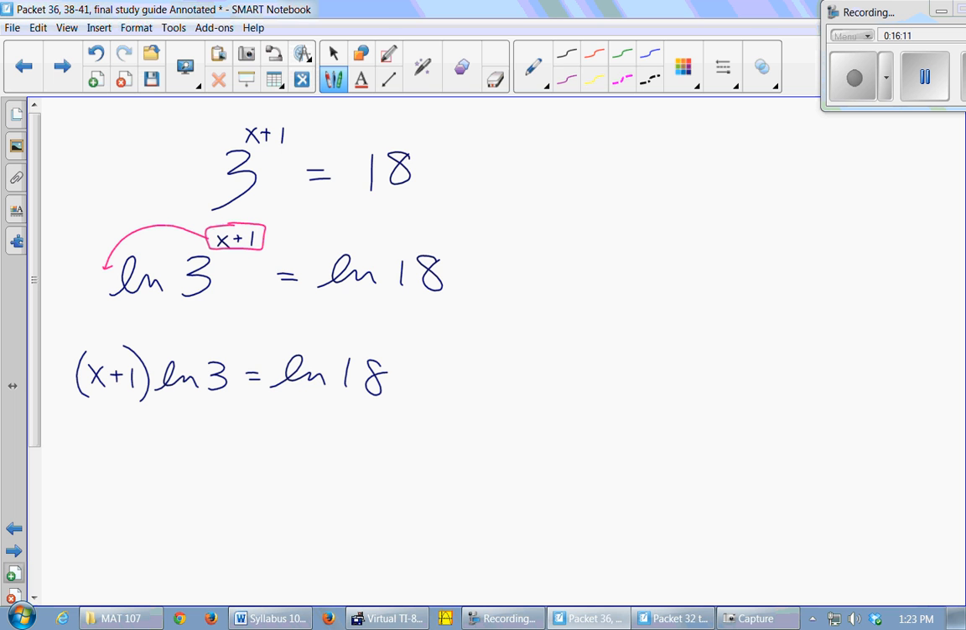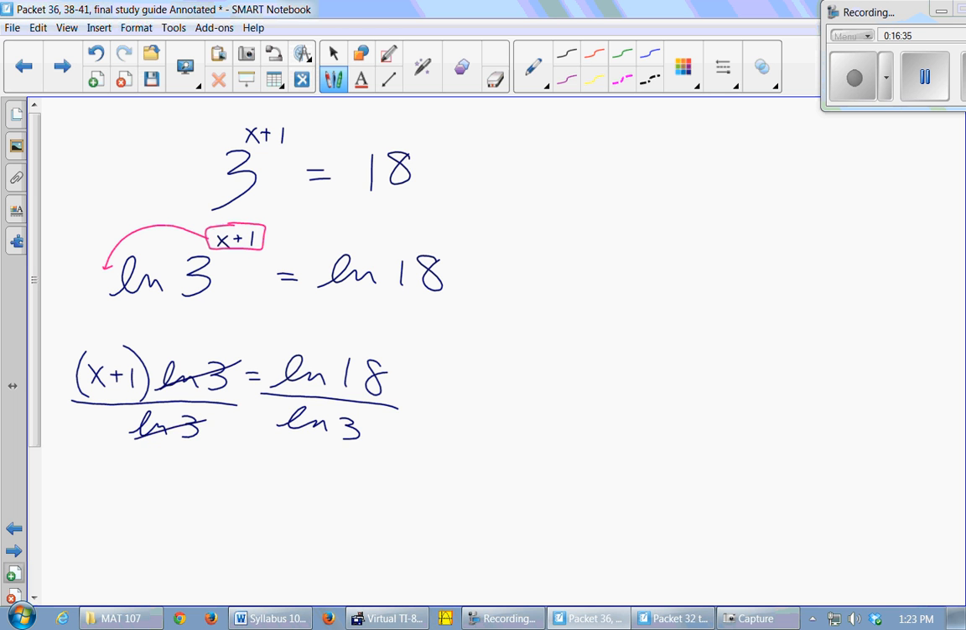And if you just keep saying to yourself, ln of 3, that's just a number, right? This looks messy, but that's just a number. And the ln of 18 is just a number. So how would you solve this thing? Divide what? ln 18. Sure, I can divide both sides by ln 3.